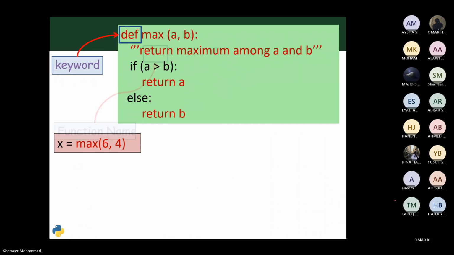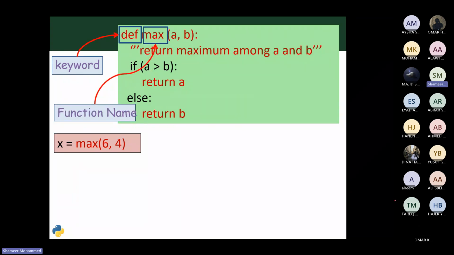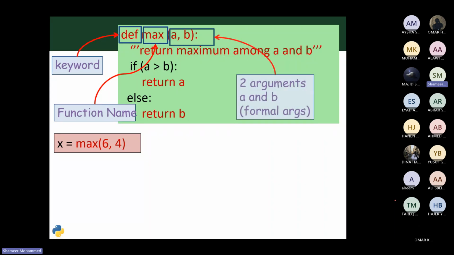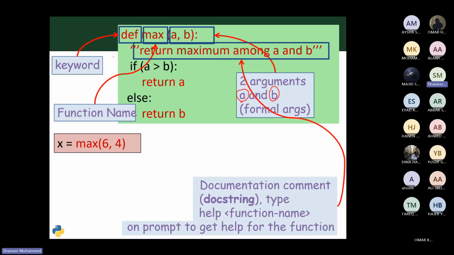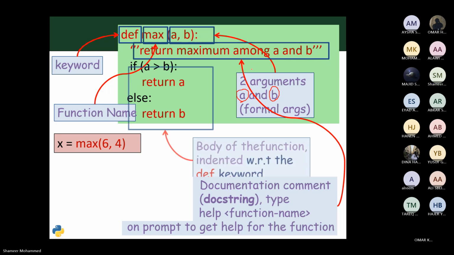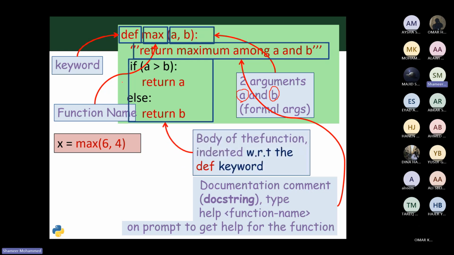Now see, the name of the function is this one. Now this is called arguments, A comma B. That means this function is accepting this variable and this argument. And this is the body: if A is greater than B, return A, else return B, which you studied in lecture 3.